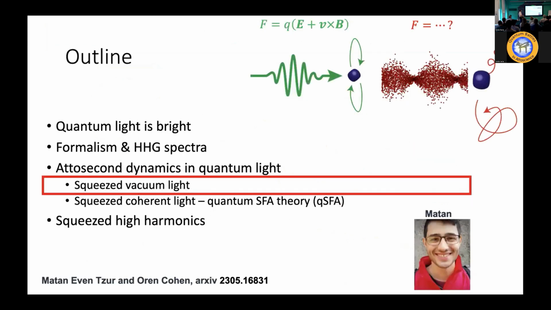Okay, so now I want to move to explore the electronic motion of an electron that is driven by BSV in order to understand the features. And we start with electronic dynamics in quantum light, and I'll start with free electrons.